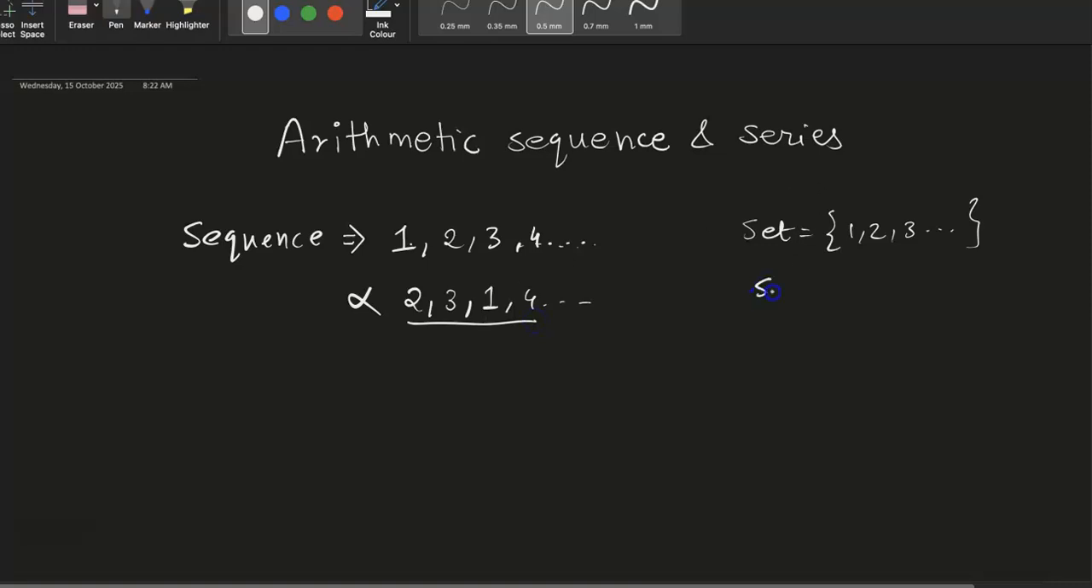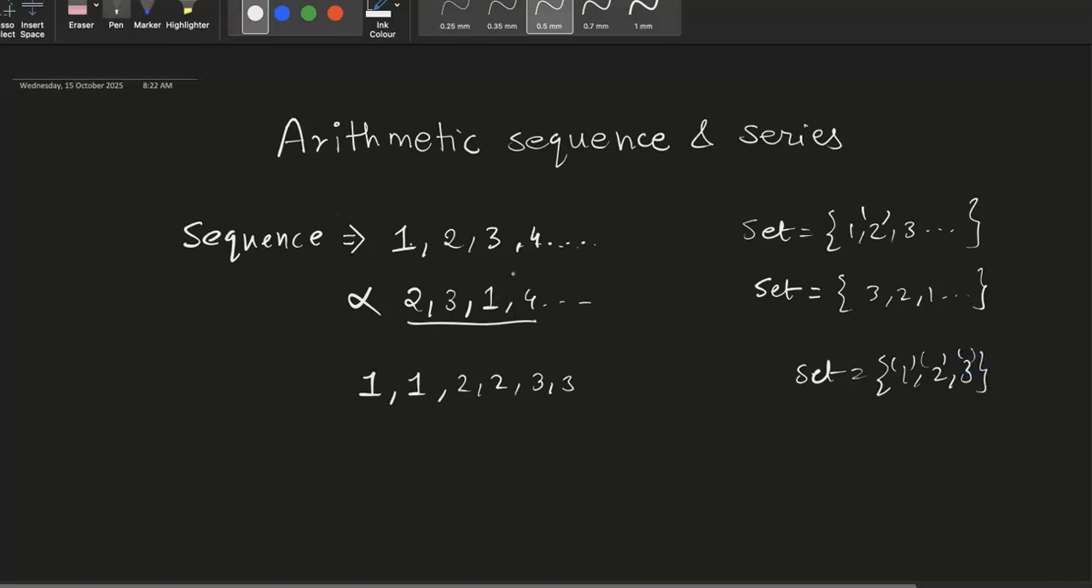But in the case of a set, you are allowed to write it like this, maybe 3, 2, 1, and so on, with all other elements as they are. So this is one difference between sequence and set. And in a set, you cannot repeat a particular object twice or more than twice. In a sequence, the number can be repeated. You can have a sequence like 1, 1, 2, 2, and 3, 3. But in the case of a set, you have to write 1, 2, 3, only once. This is the basic difference.